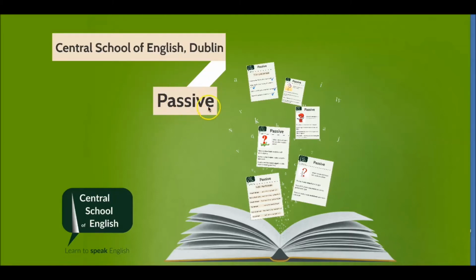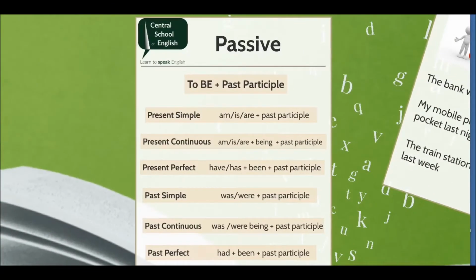In this video, we will practice using the passive voice in English. To create the passive voice, we must use the correct form of the verb to be plus the past participle of a verb. For example, present simple passive is am, is, or are plus the past participle.